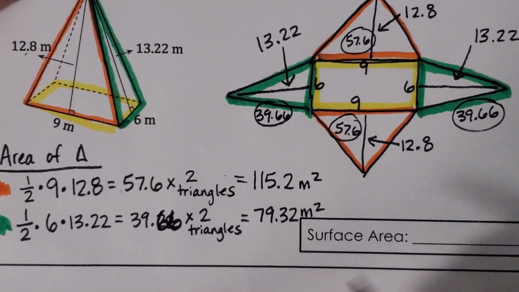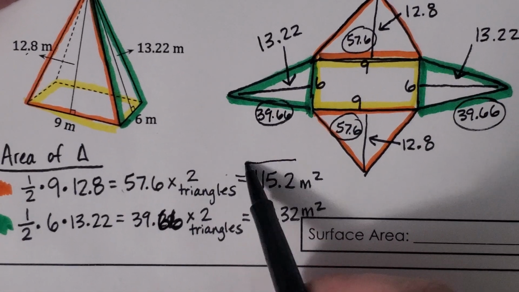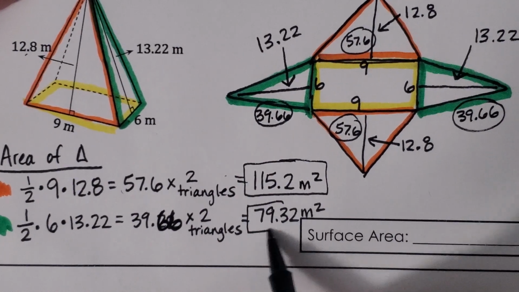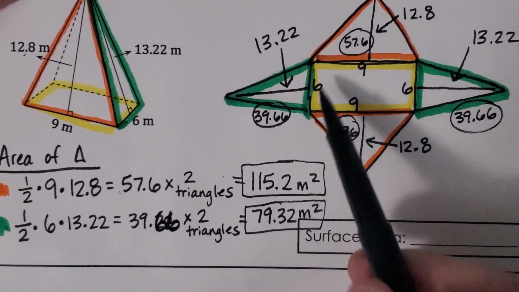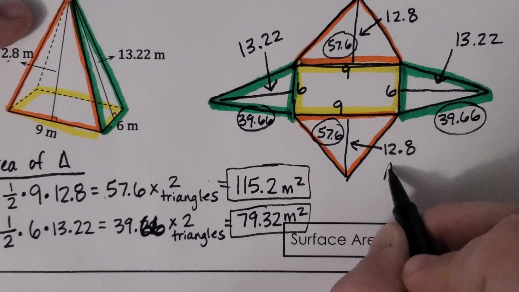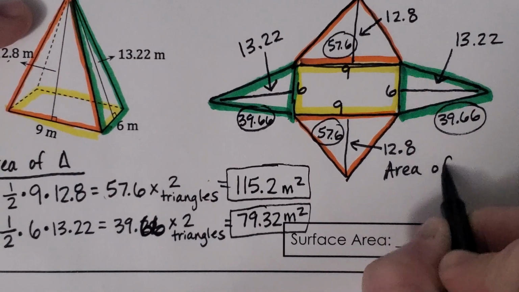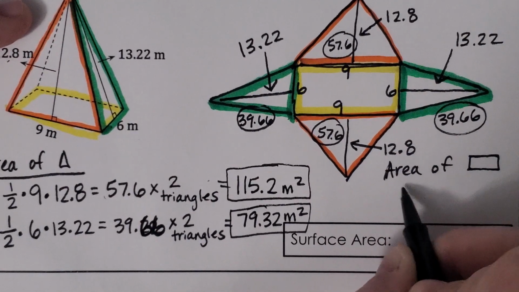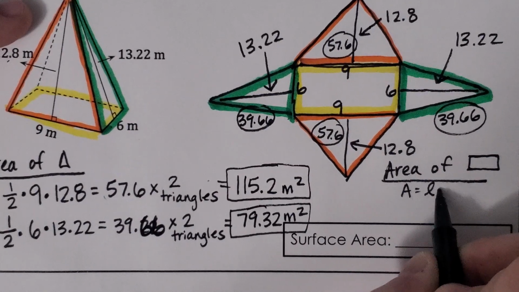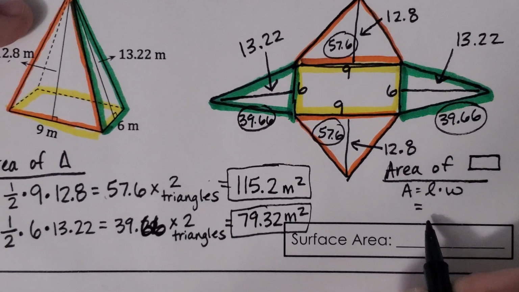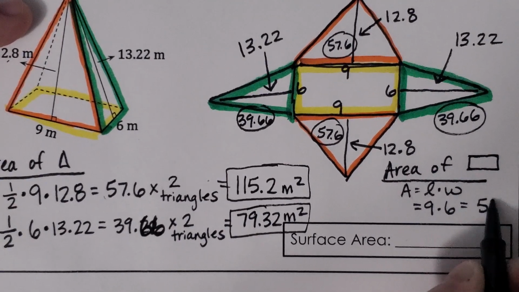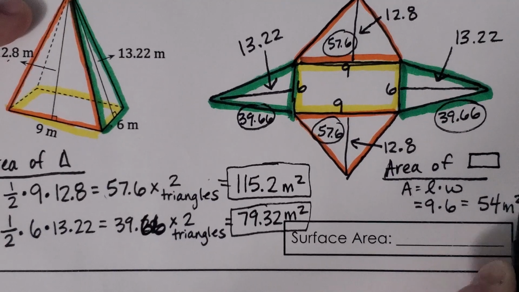So all of my triangles are taken care of. I have my orange ones, which are this total. I have my green ones, which are this total. So I have all of my triangles accounted for. Now I just have to figure out my area of my rectangle. My area of my rectangle, remember that is length times width. So that is 9 times 6. And that is going to be 54 meters squared.